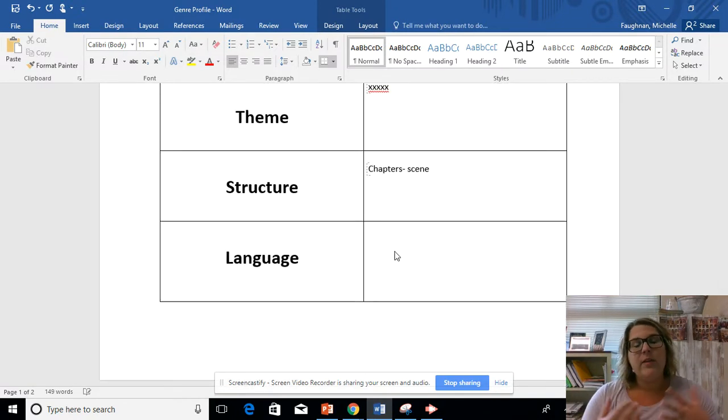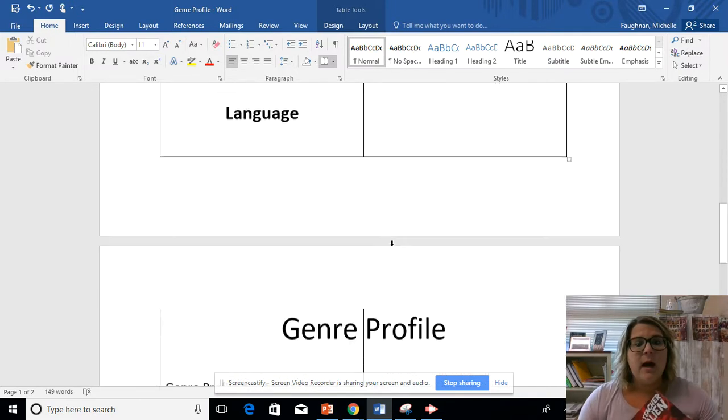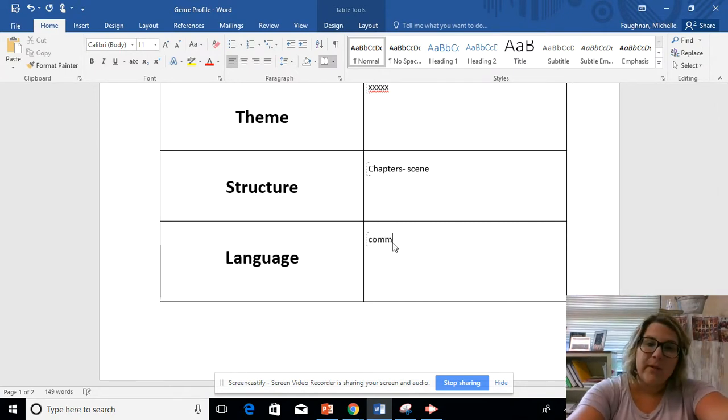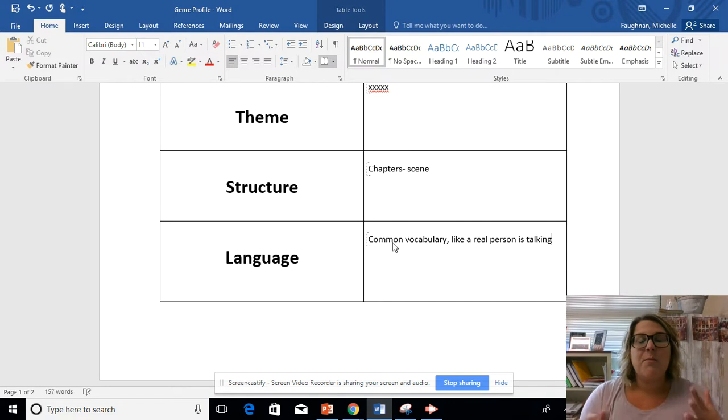Finally, the language. When I think of language, I think of is this academic language where it's informing me? Is this a type of text that's entertaining me? In this text here, what it's really doing is it's entertaining. So this is more along the lines of like common vocabulary, like a real person is talking. And I know we've had a couple of times where we've been laughing at what they've been saying.